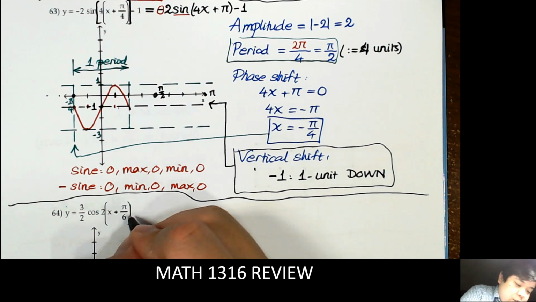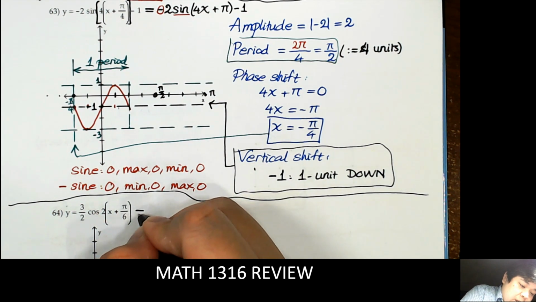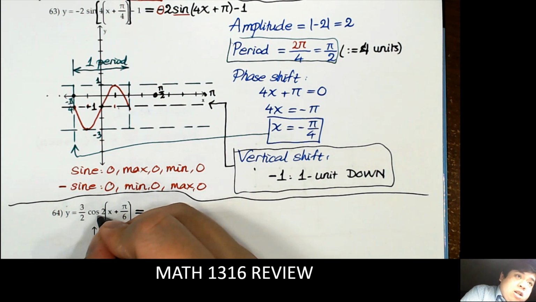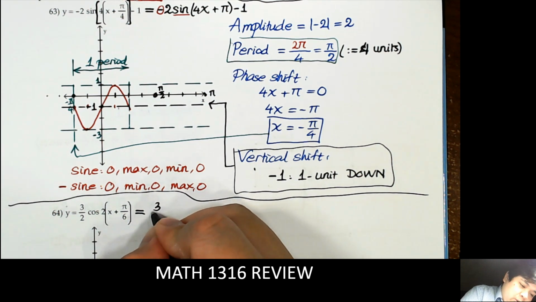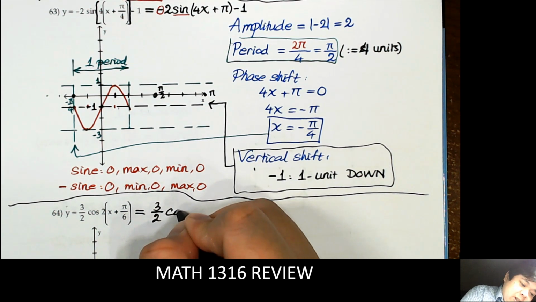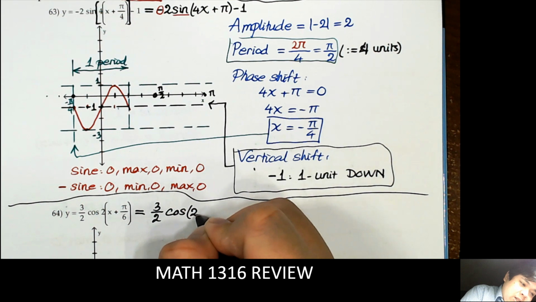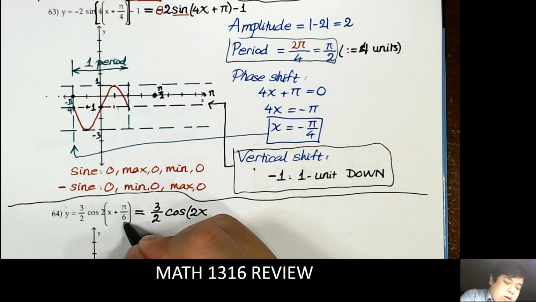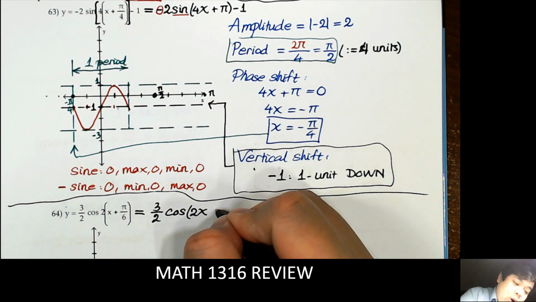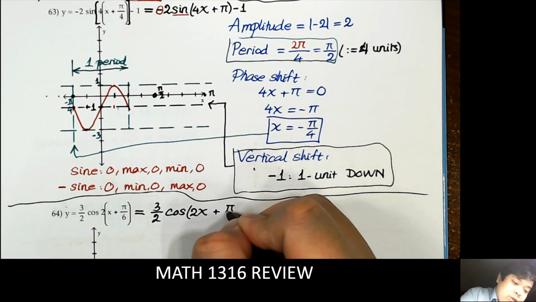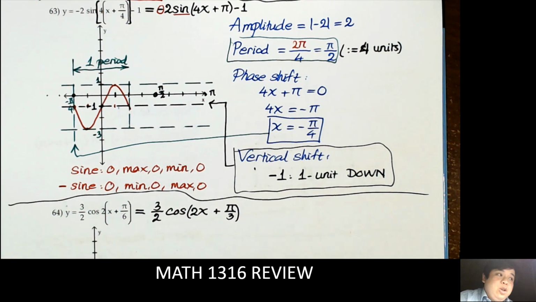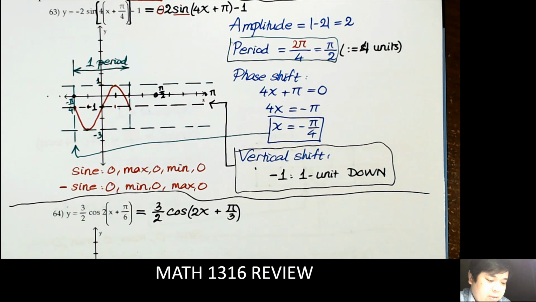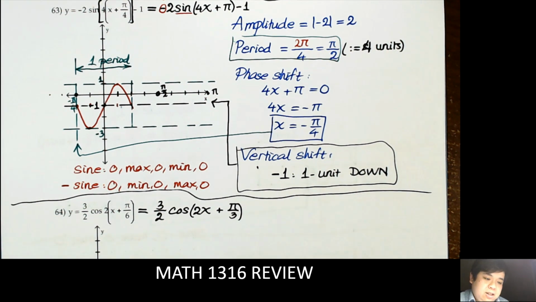I'm going to let you do this one, but again, if there's a 2 like this, I would multiply it out inside. So I have 2x plus 2 times pi over 6. 2 times 1 over 6 is 1 over 3. So that's just pi over 3. So I let you do this problem.